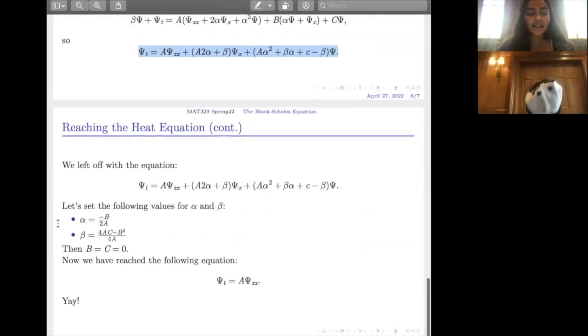And then lastly, our goal is to get it to the heat equation. So if we set alpha and beta equal to the coefficients of our x partial and our regular function psi, when we do that, the x partial of psi and the psi function itself will go to 0, and we're left with the heat equation. Yay, indeed.